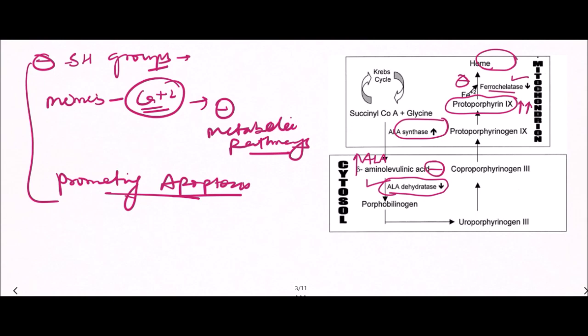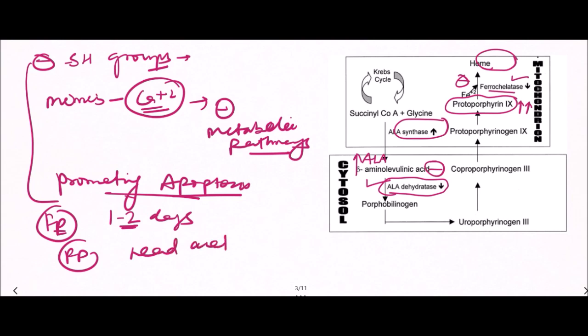Now something about the fatal period and fatal dose. Grossly, the fatal period of lead poisoning is 1 to 2 days, and the fatal dose of lead acetate is approximately 20 gram, and of lead carbonate approximately 40 gram. So these are the fatal doses of lead acetate and lead carbonate.